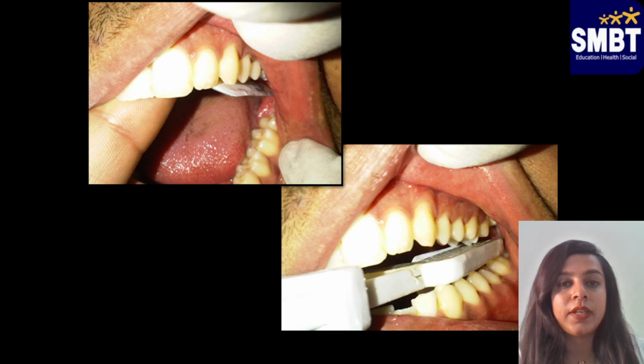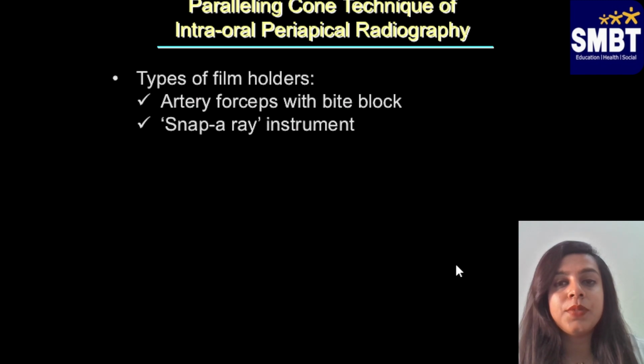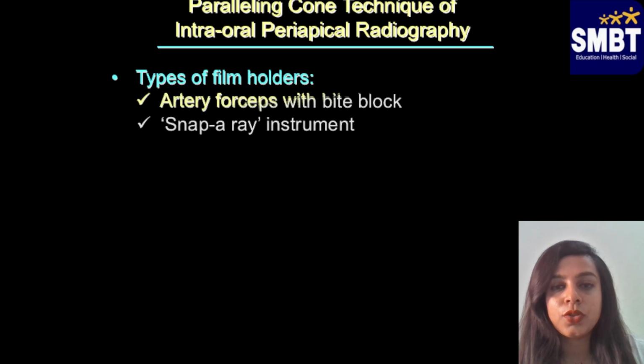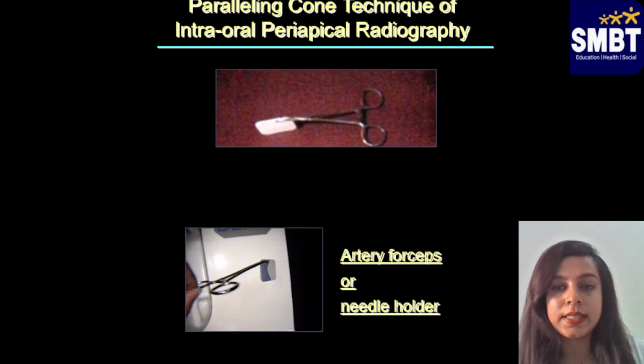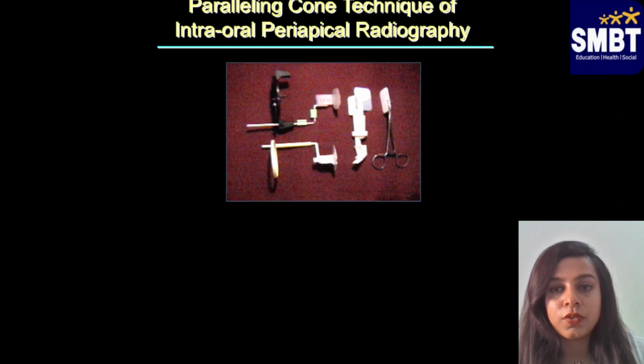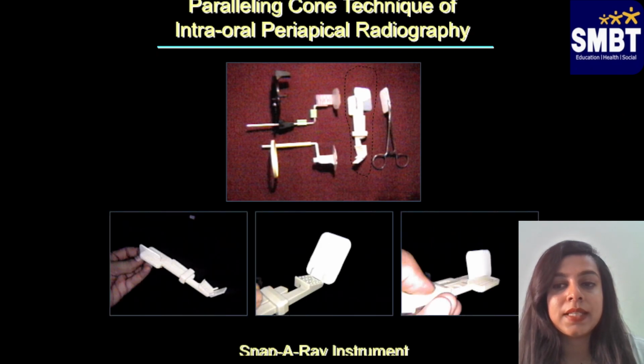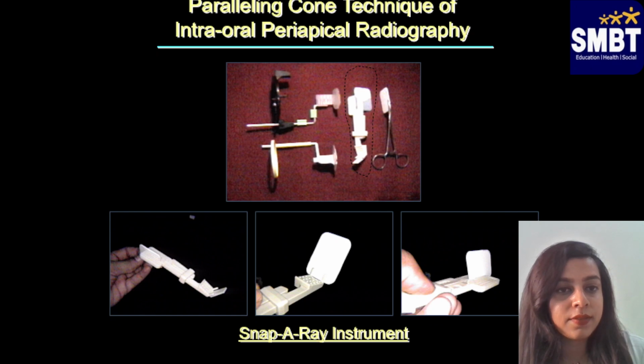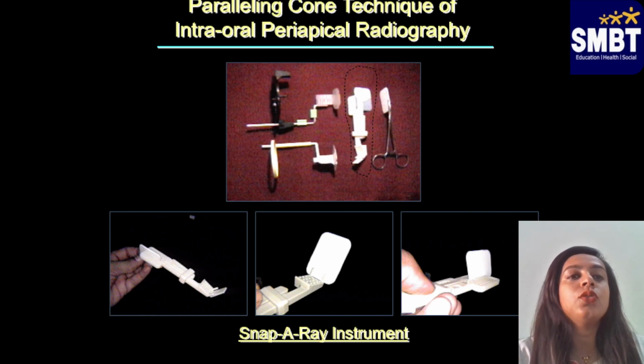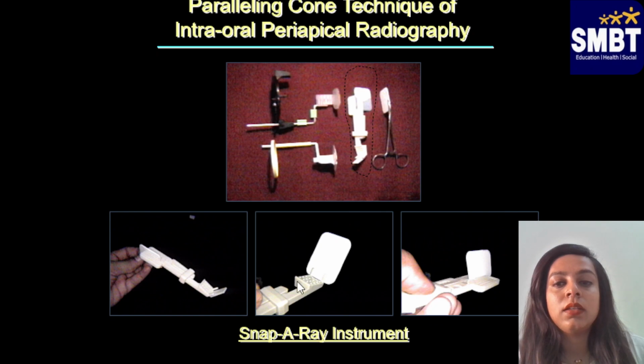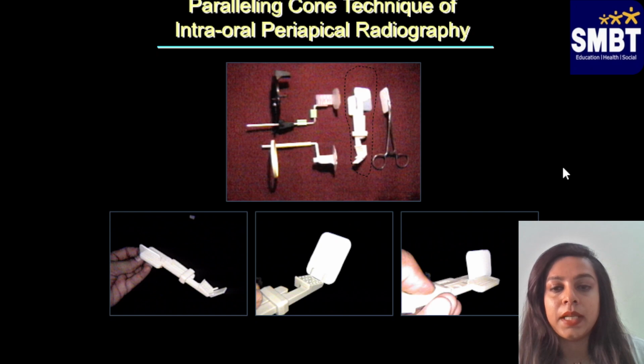Now we can also use a finger to hold the film, or we can use film holders. Types of film holders are artery forceps and snap array instrument. Snap array instrument is the one that we specifically use for this technique. We used to use artery forceps and needle holders, but this instrument makes it really easy even for the operator to place the film into the patient's mouth and even for the patient to hold it stable. So it has a particular slot for film placement and also a bite tab or a bite block on which the patient can easily bite, and hence the film will be stabilized.